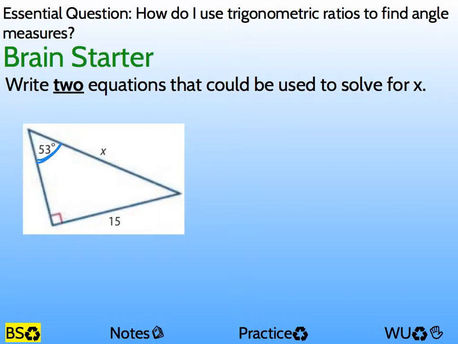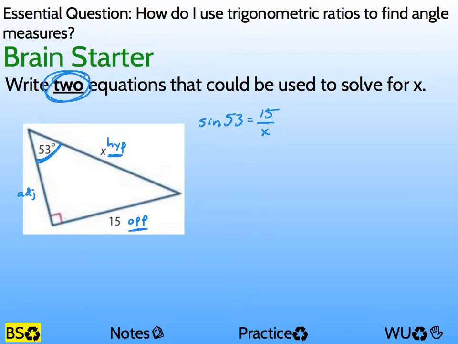The first step you need to do is label your sides properly. So from the 53, 15 is the opposite. The side we don't have is the adjacent, and the x is the hypotenuse. So since we're dealing with hypotenuse and opposite, obviously that means we could use sine. We could use sine of 53 equals the opposite, 15, over the hypotenuse, x.